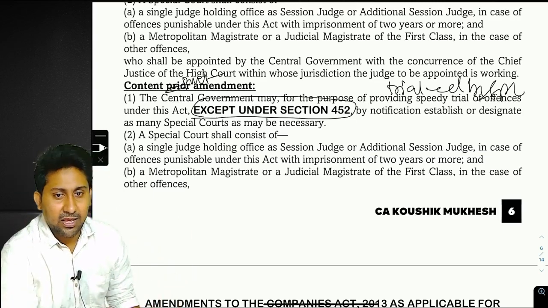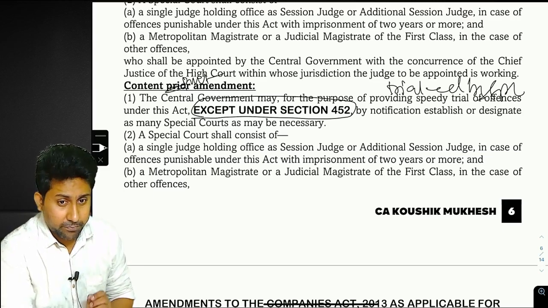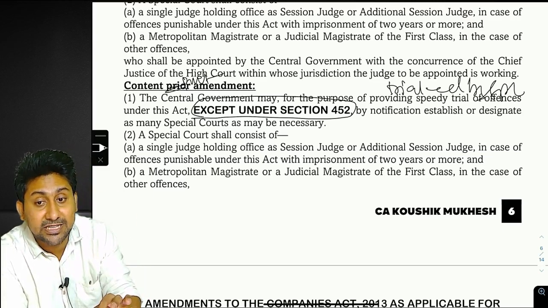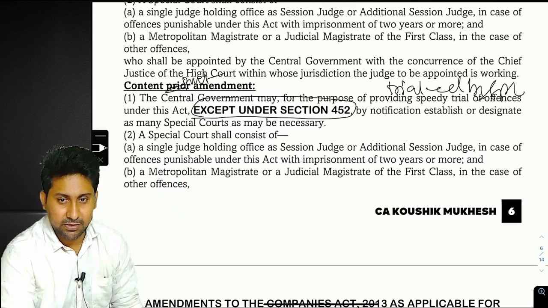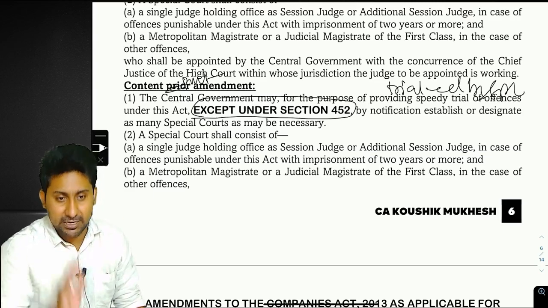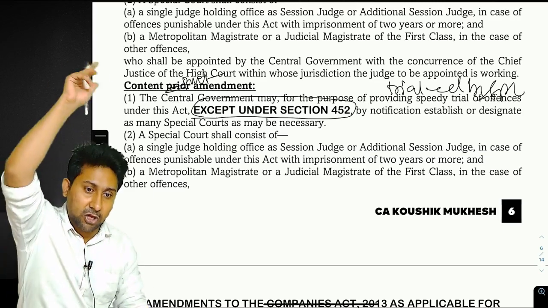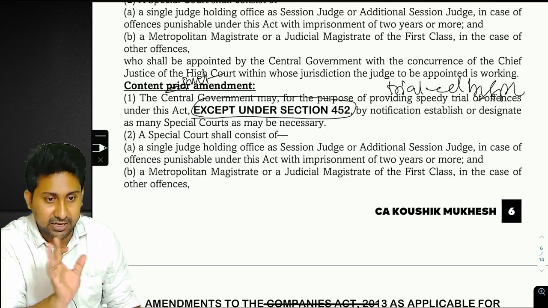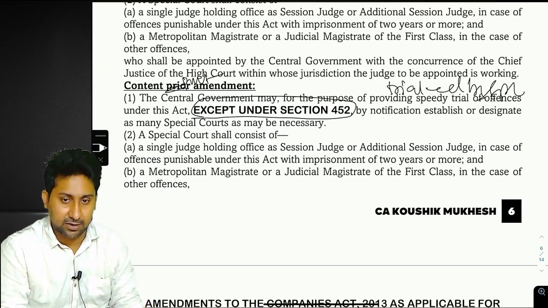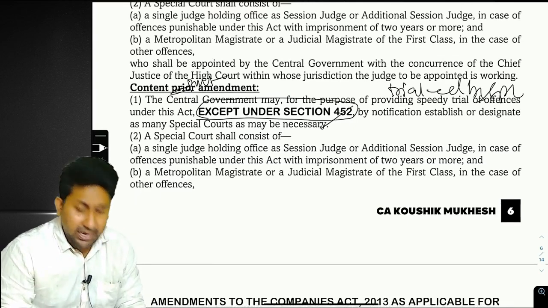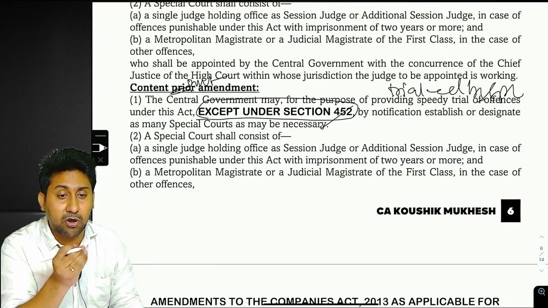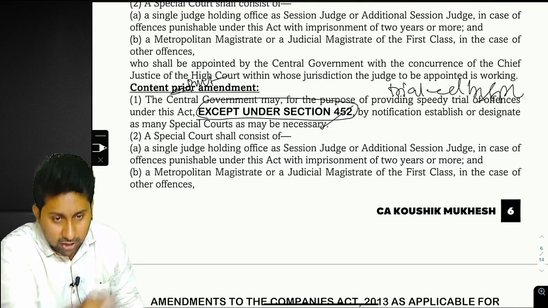Therefore, they said that except for 452, all company law related offences will be taken by special courts. Except 452. 452 depends. If it is a pension cash, pension authorities will punish you, not the special courts constituted under the Companies Act. Therefore, this amendment came. But I don't think this question will come in the examination because 452 is not there in the exam in order to ask this question.